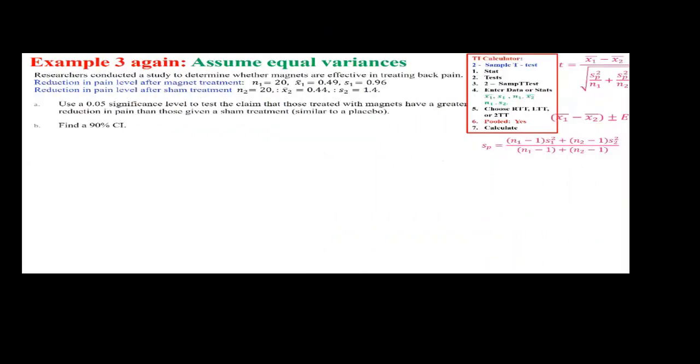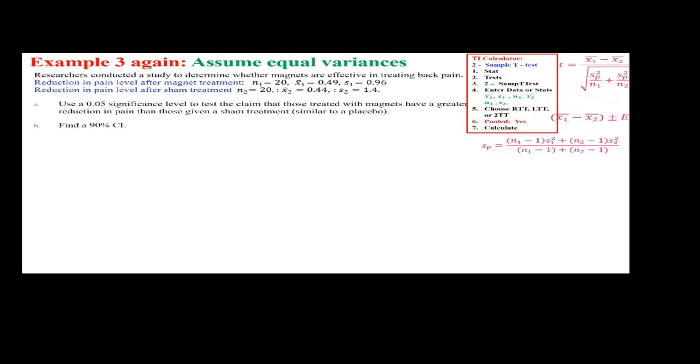Researchers conducted a study to determine whether magnets are effective in treating back pain. Reduction in pain level after magnet treatment: N1 equals 20, X1 equals 0.49, S1 equals 0.96. Reduction in pain level after sham treatment: N2 equals 20, X2 equals 0.44, S2 equals 1.4. A. Use 0.05 significance level to test the claim that those treated with magnets have a greater reduction in pain than those given a sham treatment, similar to a placebo. B. Find a 90% confidence interval.